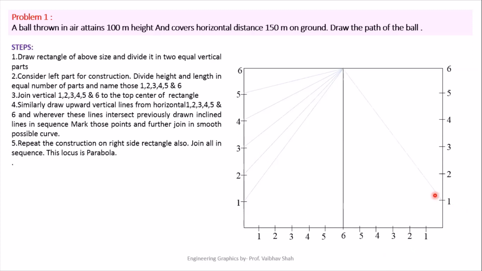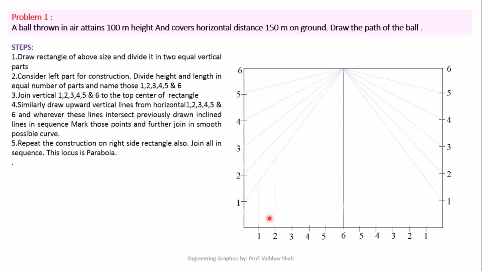Connect your point 1 with your vertex point here, 2 with your vertex point, 3 with your vertex point, 4 with your vertex point, 5 with your vertex point. So this is the basic procedure. After that, we'll be drawing vertical lines from these points. Point number 1. So we'll be drawing a vertical line from this point 1. So draw a vertical line from your point 1.